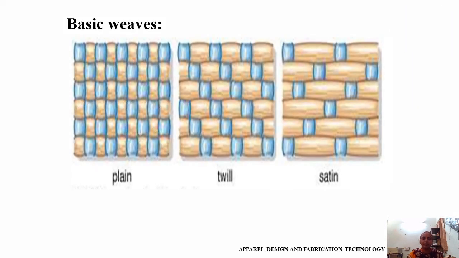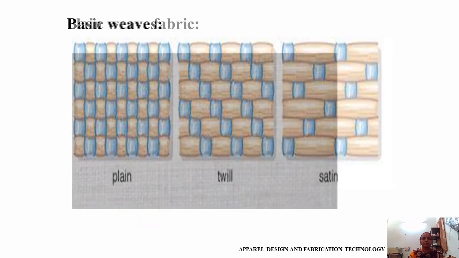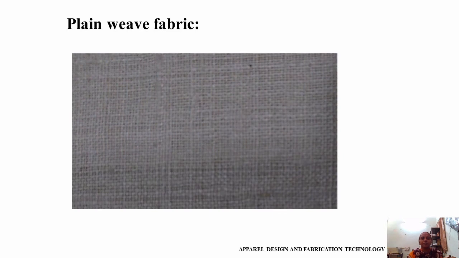See the diagram. You already know the differences between the plain, twill and satin weaves. We have the interlacement order and the design. This is the plain woven fabric. See the interlacement order, one up and one down. This is the plain weave fabric.